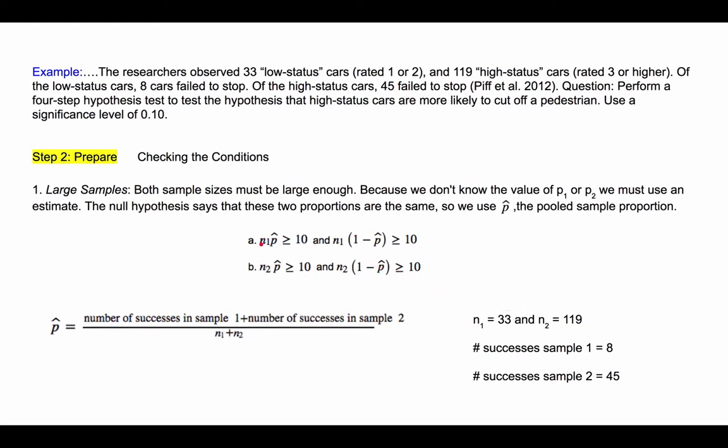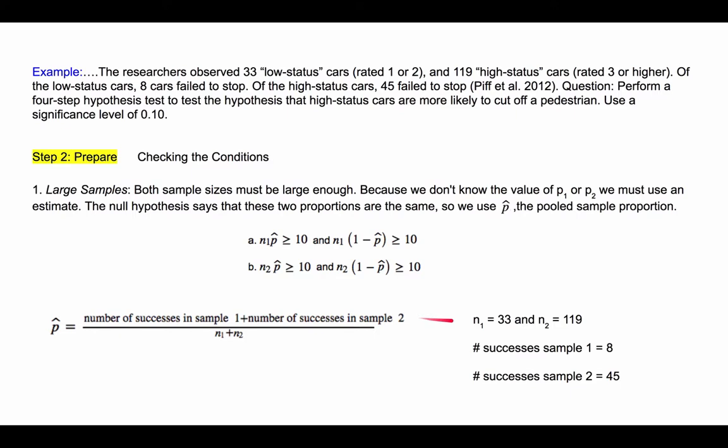Now, N1 is 33. It's the number of low status cars that we observed because group 1 is the low status car group. Now N2 is 119 because that's the number of high status cars we had. It's the number of cars or people in this group. And then we also need to know the number of successes in sample 1 to plug it in here and the number of successes in sample 2. So we need to know all these things that are used to plug into the formulas.